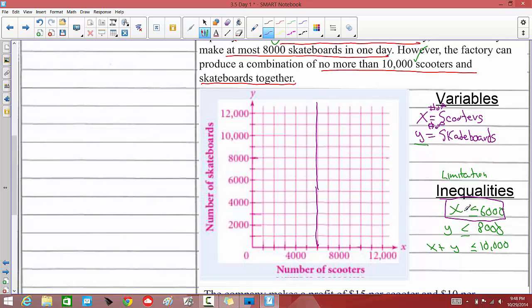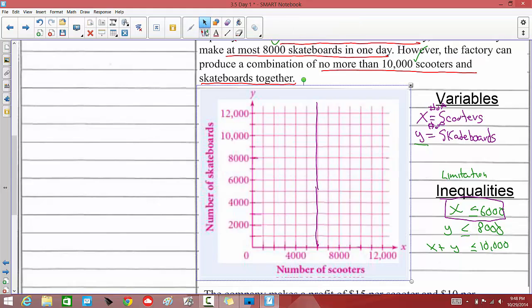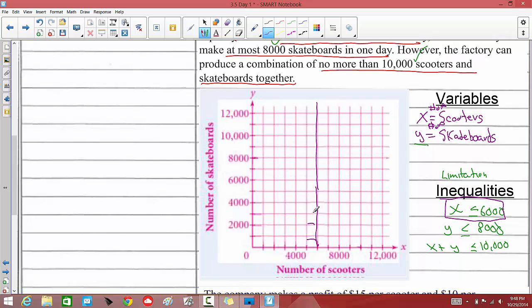And we know that we need to shade one side of this because it's an inequality. And because all the values of x are less than 6,000, is 4,000 less than 6,000? Yeah, it is. So we would shade this way. And what I like to do, just to keep track of it, is put little dashes, really small dashes, to keep track of it all.